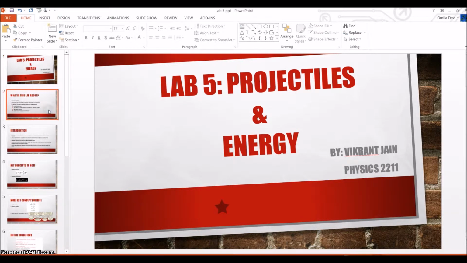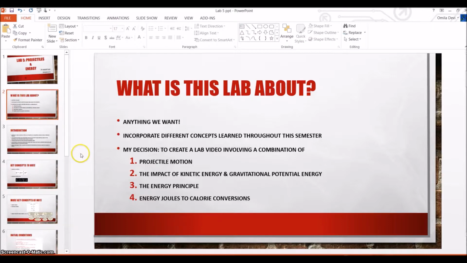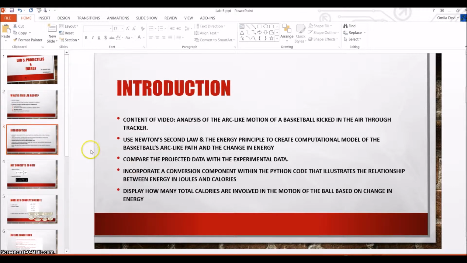The idea behind Lab 5 was to incorporate different concepts that we learned throughout the semester to ensure a higher understanding of them. And so I decided to create a lab video involving a combination of projectile motion, the impact of kinetic energy and gravitational potential energy, the energy principle, and a short discussion on the conversion of energy units from joules to calories and how that relates to real-life elements. So now let's dive into the introduction of my video.